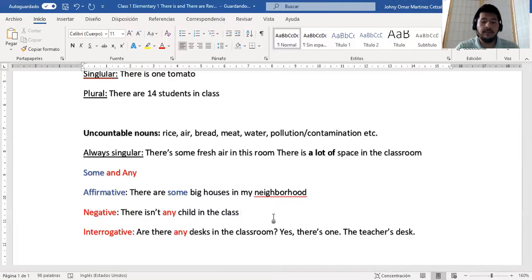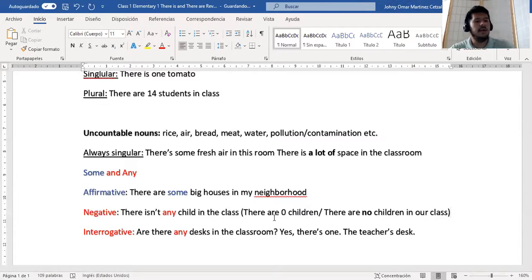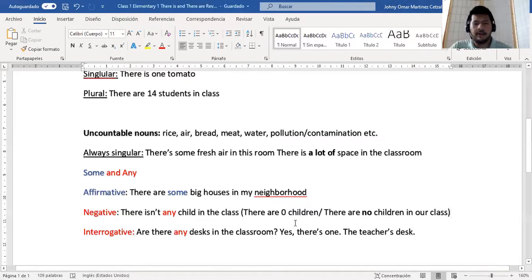In our classroom, there are 0 children. There are no children. Okay, another way is there are no children in our class. Okay, so that is the same. Okay, there isn't any child. There are 0 children. There are no children. All of them mean the same.